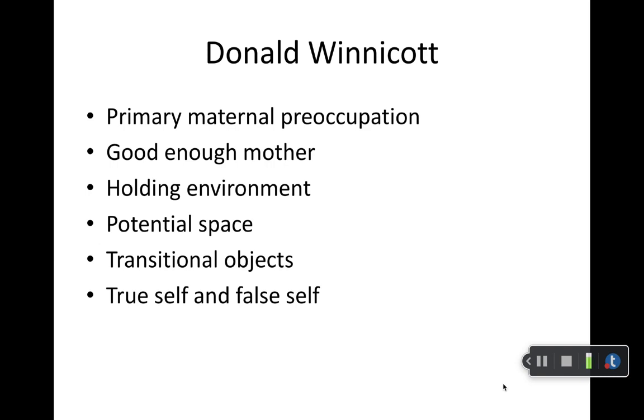Winnicott also wrote about the development of a true self and false self. Now, the true self is our sort of authentic self. It represents how we really think and feel. And the false self involves some pretense, some play acting, perhaps people pleasing, but acting in ways that really aren't aimed at showing who we really are, but are aimed at placating or satisfying or pleasing others.